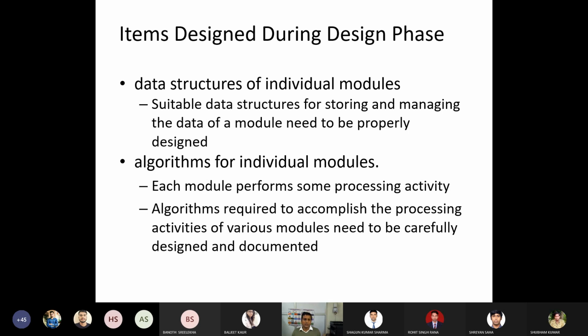We have seen, right? Now, we'll also be defining the suitable algorithms for each and every module. Each module goes through a certain number of processings, so you need to have some sort of algorithms for those processings. Those things will be designed as part of this design phase. Along with these design activities, you should also be documenting them at the same time.